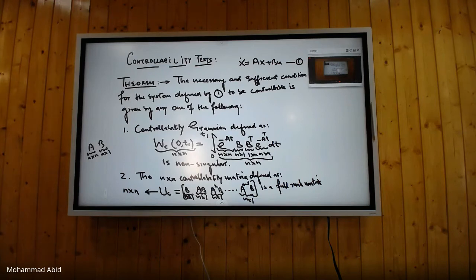If this matrix has got rank equal to n, in that particular case, you can conclude that the system is controllable. But if its rank is less than n, then that means its determinant is 0, which implies that the system is not controllable. Is that clear? तो ये कैसे है, क्यों है, वो मैं आपको एक्सप्लेन करूंगा.